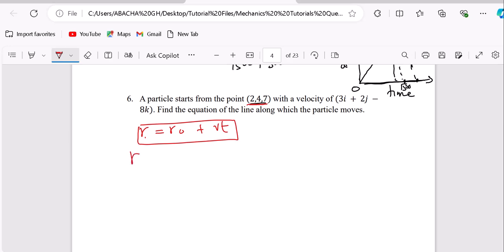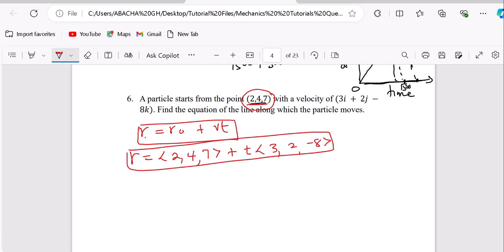So we have r equal to the first point, which we can write as a vector, (2, 4, 7), plus t times v, which is (3, 2, -8). So that is all. This is the equation of the line that they are looking for. We can also simplify it further if we want, but we can also leave it this way.